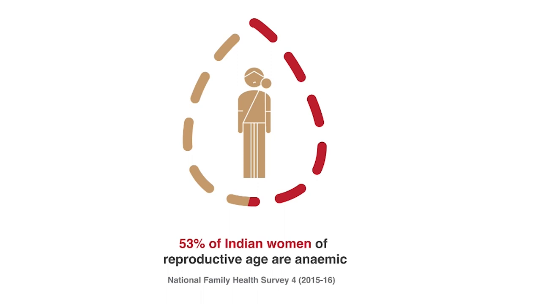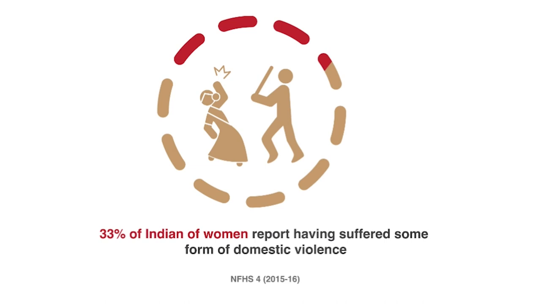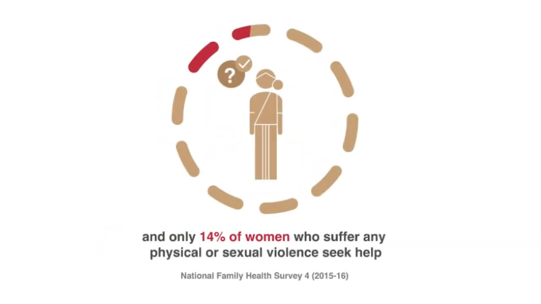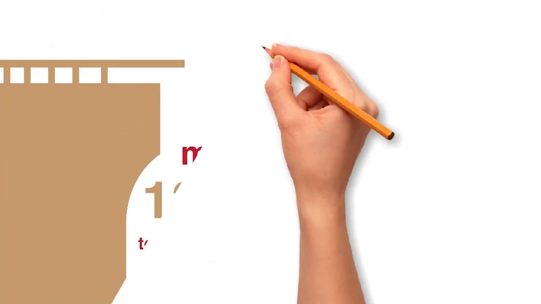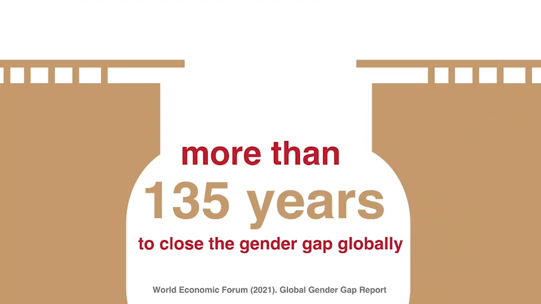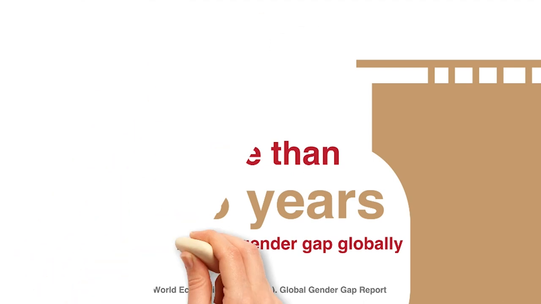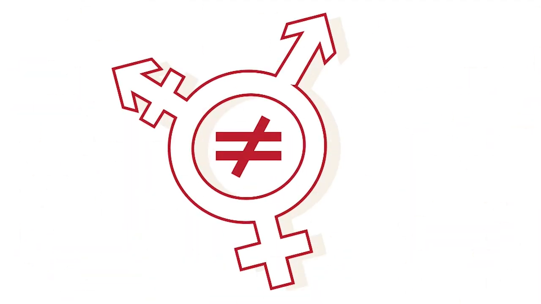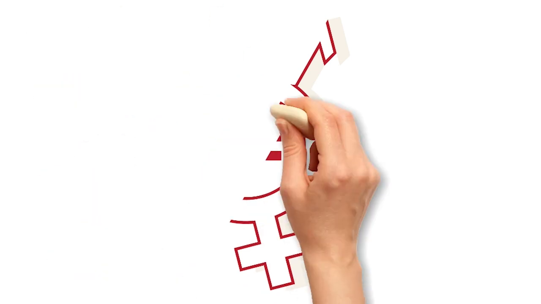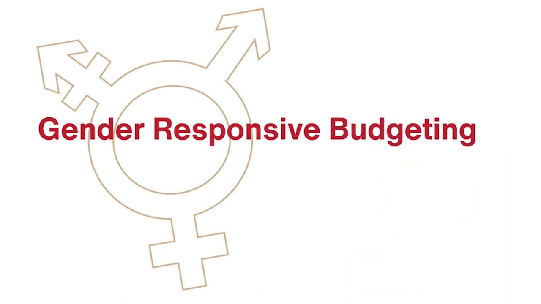53% of Indian women of reproductive age are anemic. 33% of Indian women report having suffered some form of domestic violence, and only 14% of women who suffer any physical or sexual violence seek help. Experts suggest that at the current rate, it will take more than 135 years to close the gender gap globally. Women and gender minorities often do not have equal access to the benefits and opportunities created by economic growth and development. One way of addressing this problem is gender-responsive budgeting, GRB. Let's find out what gender-responsive budgeting is.